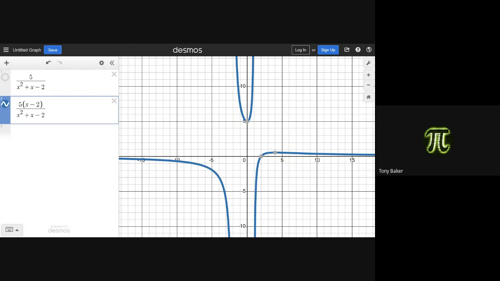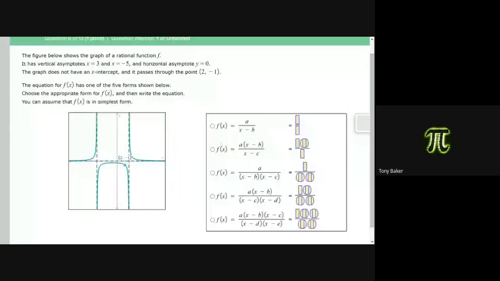The numerator. It's going to make the numerator 0. Okay? Which would give me my x-intercept, right? If the top's 0. So what's different between these two functions right here? This one's got an x variable in the numerator, right? And this one doesn't. So it's stated that there is no x-intercept. So if there's no x-intercept, I cannot have an x value in the numerator. So that means it's got to be that one.